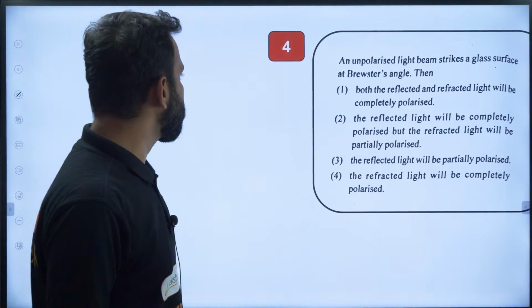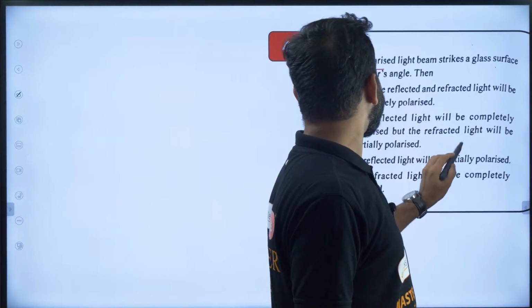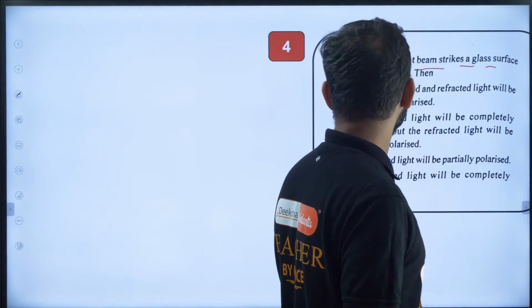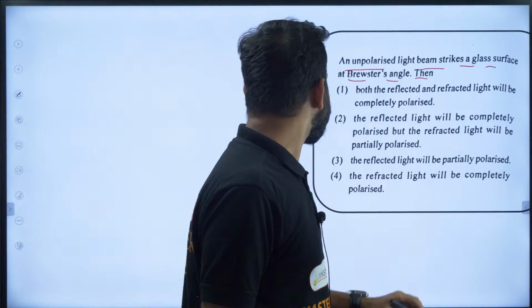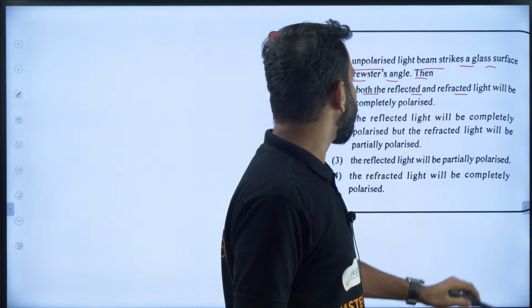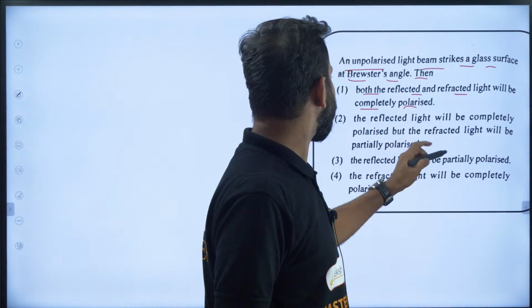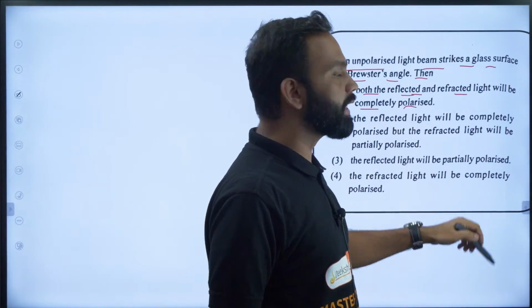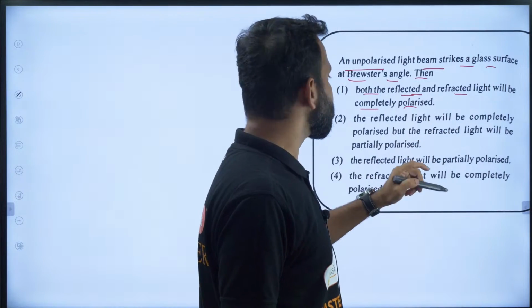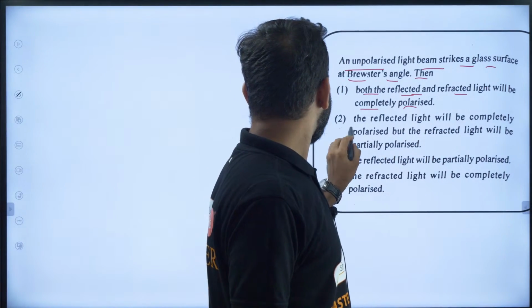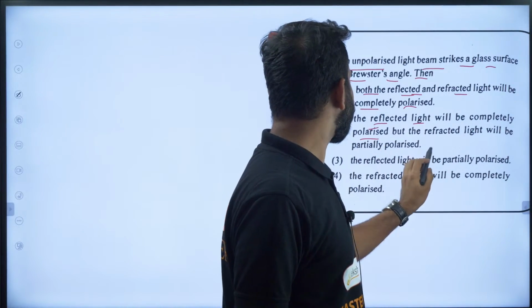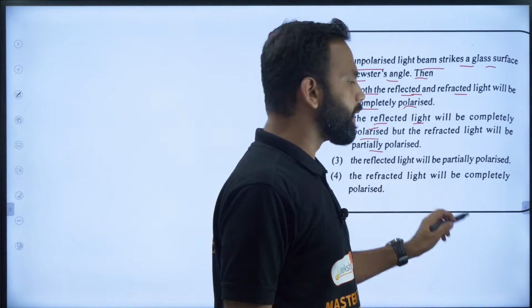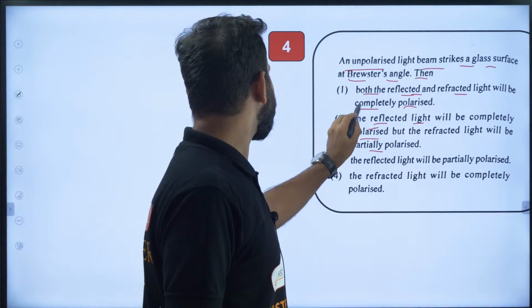Next question, question number 4. An unpolarized light beam strikes a glass surface at Brewster's angle, then let's check each option. Both the reflected and refracted light will be completely polarized. This one is wrong, right? Reflected ray is completely polarized, refracted ray is partially polarized. Option number 2, the reflected light will be completely polarized, correct, but the refracted light will be partially polarized. So the correct option is second.